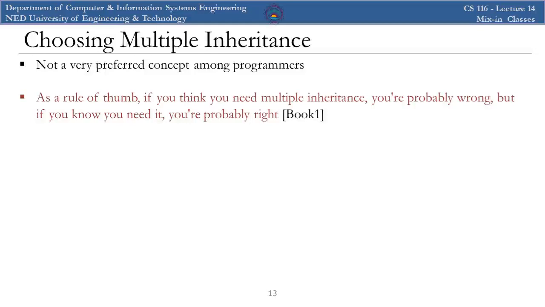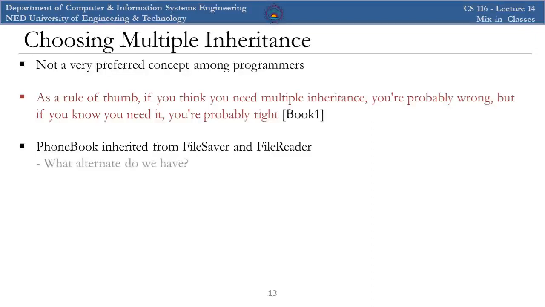Now, what can we do? What probable alternatives do we have to multiple inheritance? For that, let's go back to this example. In this example, the phone book class inherited from these two classes, file saver and file reader, and they were used as mix-in classes. Instead of inheriting from these two classes, we can make them part of phone book. That means we can change the relationship from multiple inheritance to association. We can make file saver and file reader part of phone book.